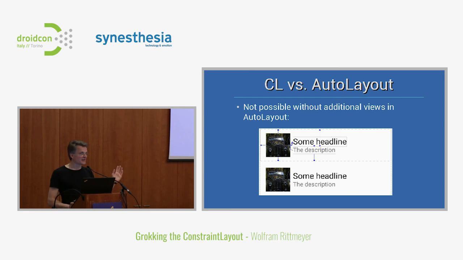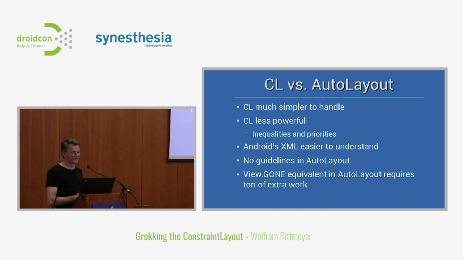So, to summarize, constraint layout versus auto layout. Constraint layout is much simpler to handle. You don't have conflicts, which is very nice, but it's also less powerful. You have seen this one example where something was possible on auto layout, but isn't possible on constraint layout. There are probably many more that I'm not aware of, but I think I prefer it this way. Let's keep the constraint layout as simple as it is, maybe some more additions, but generally. And if we really need to do something else, we always have the possibility to do something with a custom view or custom view group.